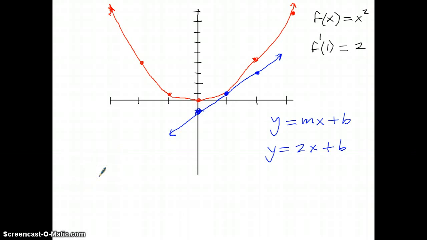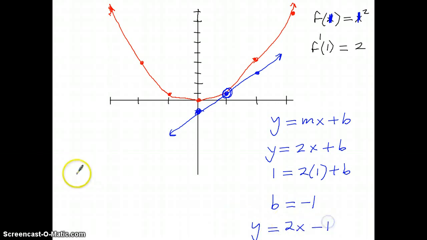But if we wanted to know exactly how to find it algebraically, we would need to plug in an xy point and solve for b. What is an xy point that's on our line? Well, right here, when x is 1, we plug that in, we have 1 to the power 1, which is equal to 1. So we plug in that point, when x is 1, y is 1, and we solve for b. And that gives us a b value of -1. And so we end up with y equals 2x minus 1 for the equation of our tangent line.